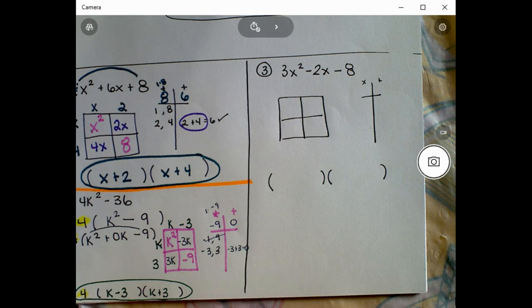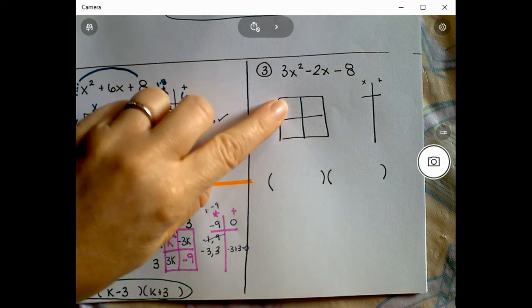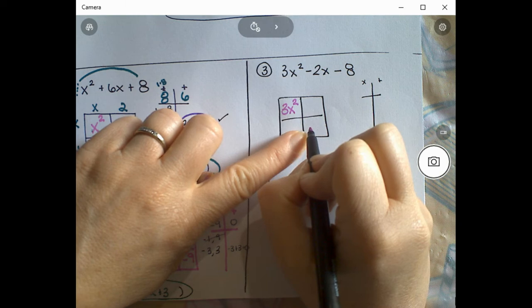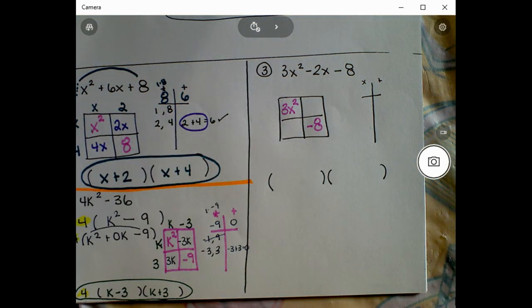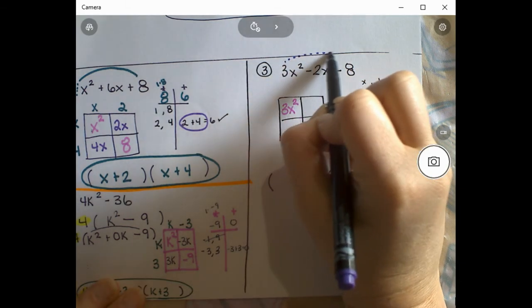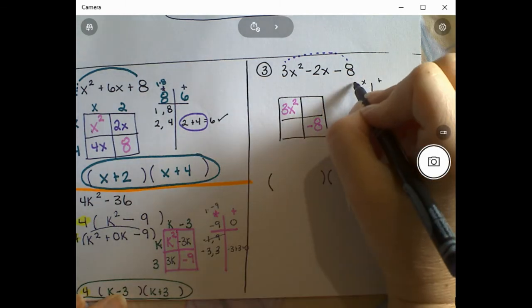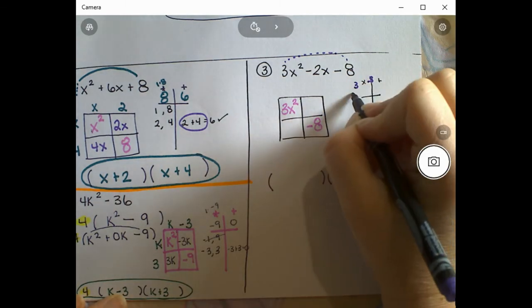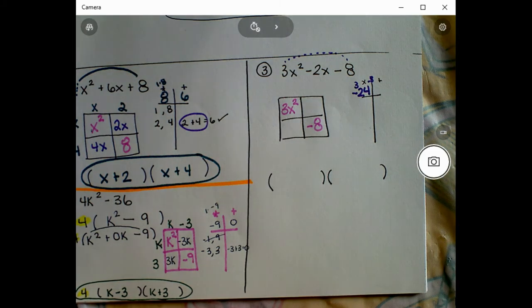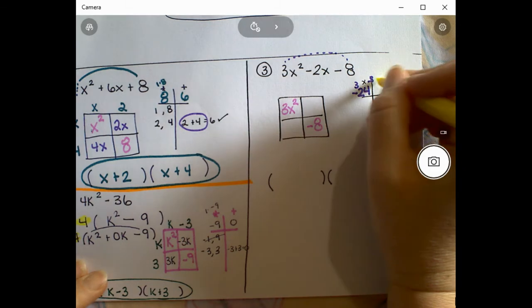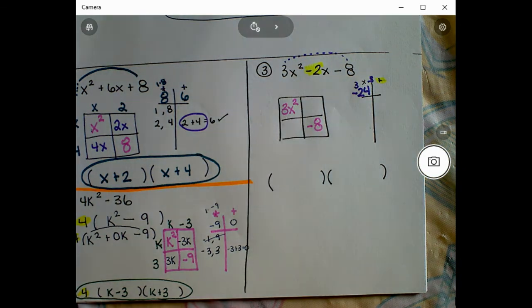Step 2, we're going to fill in the boxes. This box gets the first term. This box gets the last term. All right, that's filled in. Multiply your first coefficient by your last coefficient. So 3 times negative 8 is negative 24. And this term here is the middle number, negative 2.